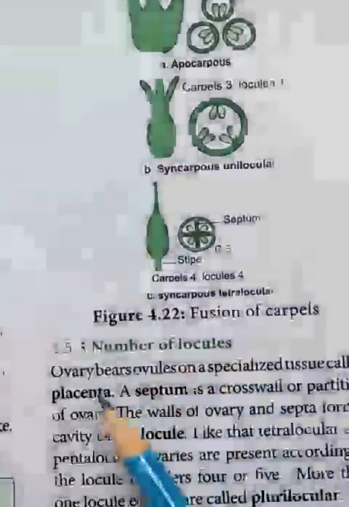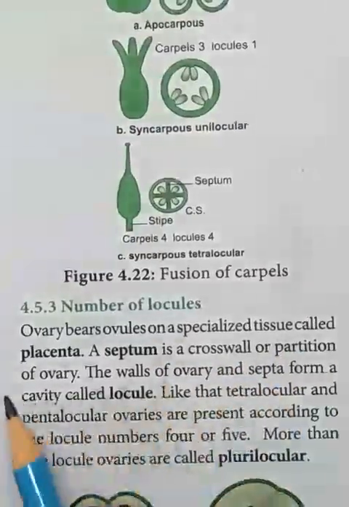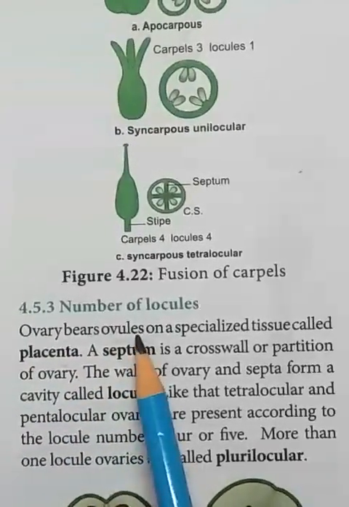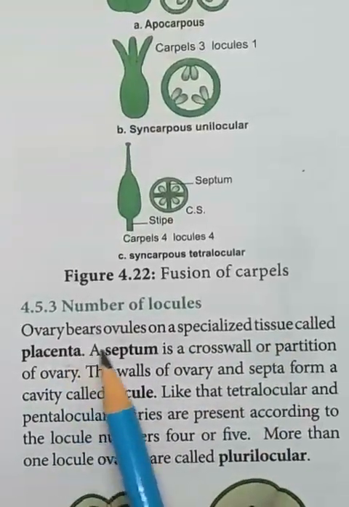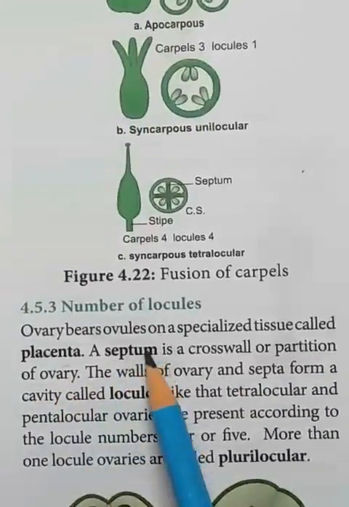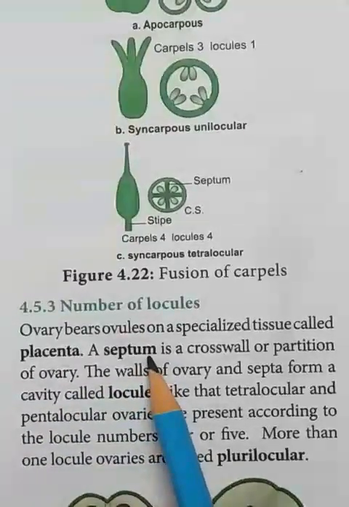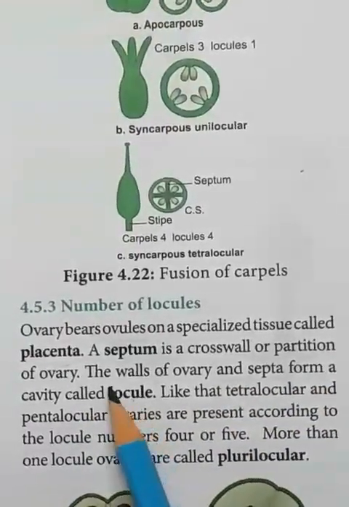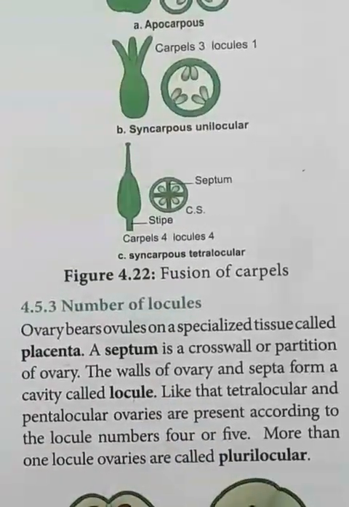Next we are going to study the number of locules. The ovary bears ovules on a specialized tissue that is called the placenta. So inside the ovary, ovules are present. These ovules are attached to the ovary wall with the help of a specialized tissue that is called the placenta. The septum is a cross wall or partition of the ovary. So inside the ovary there are septa, or cross walls, which divide the ovary into chambers, that is called the carpel. The walls of the ovary and the septa form a cavity that is called the locule. So the cavity inside each carpel is called the locule.